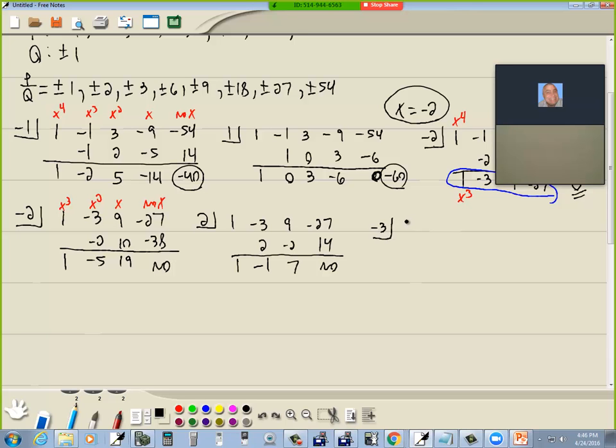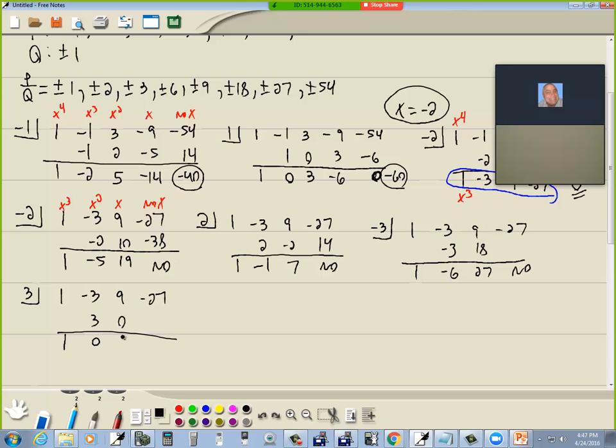Go to negative 3. Add, multiply, add, multiply, add. Doesn't work. Then I go to positive 3. So add, multiply, add, multiply, add, multiply, add. Now notice what we found. We found another remainder of 0, which means we found our second answer.